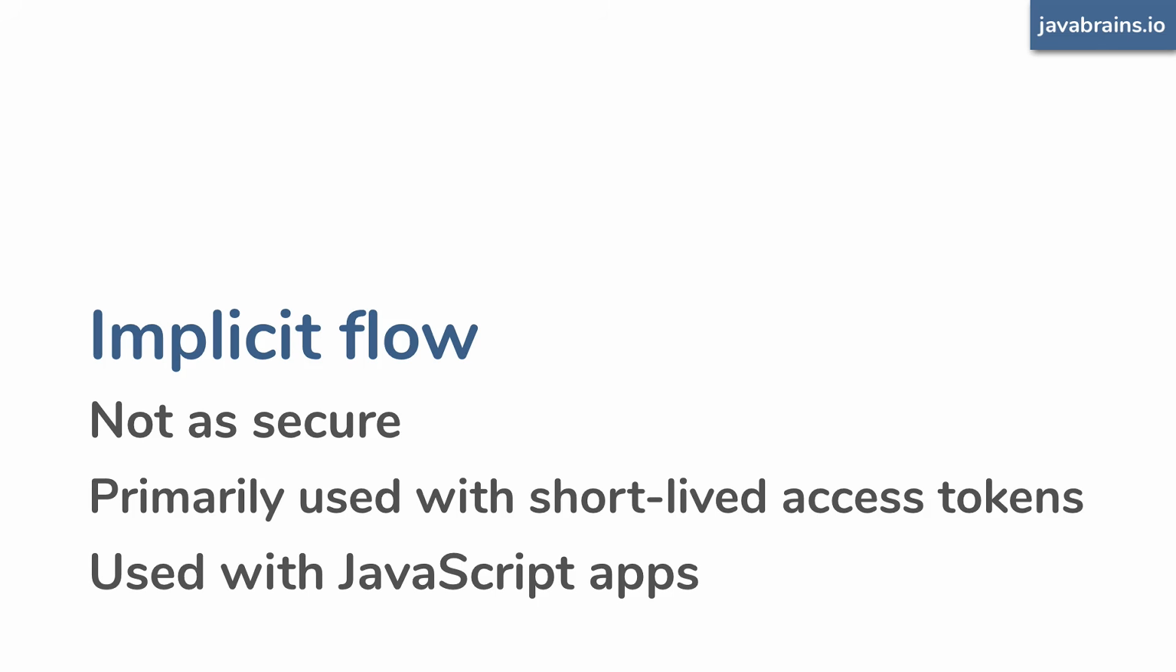Okay, so the implicit flow is not very secure, which is why the access token that's exchanged in this particular flow is short-lived. And like I said, it's primarily used for JavaScript apps, which is basically JavaScript running on a browser, which is triggering this whole flow.